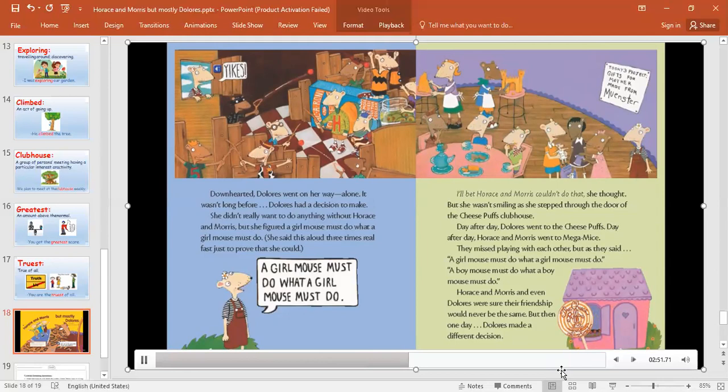Day after day, Dolores went to the Cheese Puffs. Day after day, Horace and Morris went to Megamice. They missed playing with each other, but as they said, a girl mouse must do what a girl mouse must do. A boy mouse must do what a boy mouse must do. Horace and Morris and even Dolores were sure their friendship would never be the same. But then, one day, Dolores made a different decision.